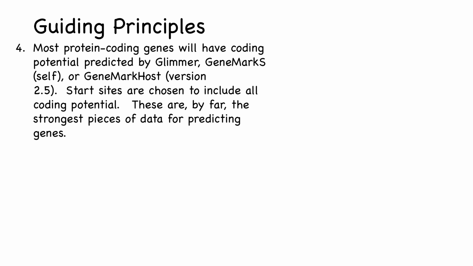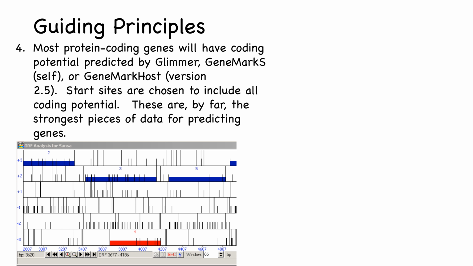The fourth guiding principle tells us that most protein coding genes will have coding potential predicted by Glimmer, GeneMark S, or a host version of GeneMark, so GeneMark M-SMEG or GeneMark Gordonia. And not only does the gene have to have coding potential, but the start sites are chosen, and this is really important, to include all the coding potential.